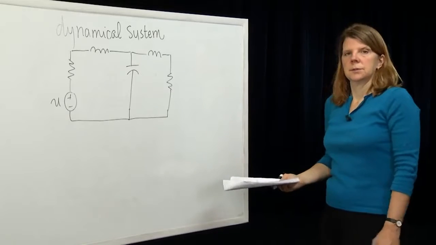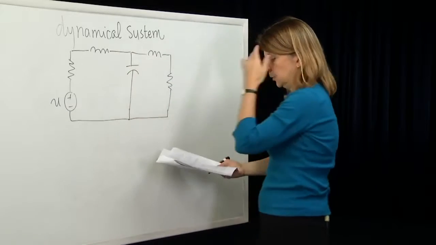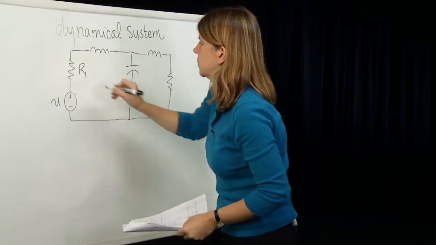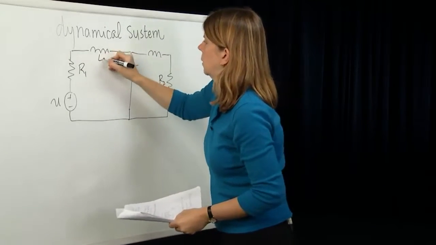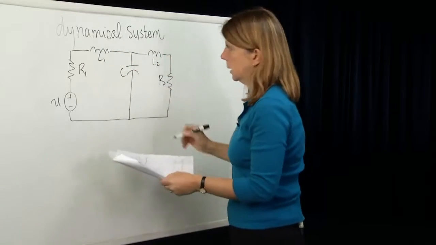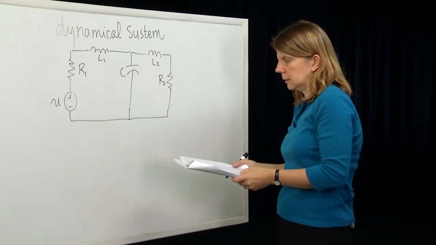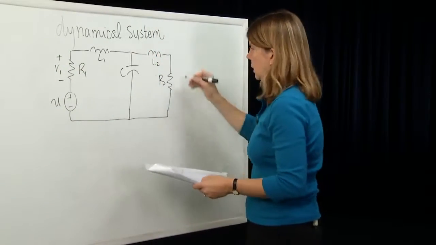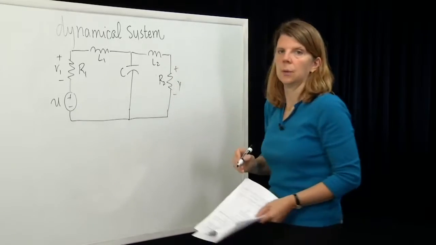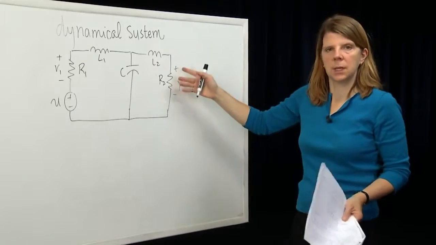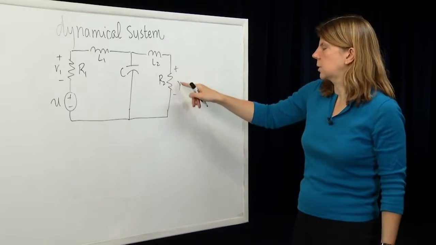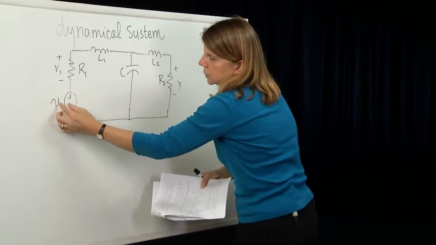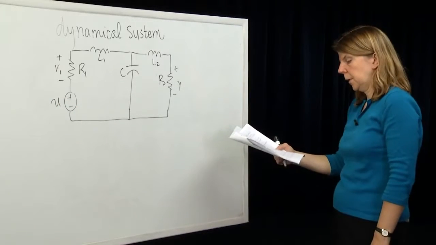Okay, the storage elements in this system are the capacitor and the 2 inductors. So let's give everything names. Well, this will be R1, R2, L1, L2, and C. And let's call the voltage V1 across that resistor. And the voltage across this resistor we'll call the output. That's the thing we're going to measure. That's what we're interested in. So that's a voltage. I could call it V2, but I'll just call it Y here. Just like I could have called that an input voltage, but I'll call it U to be an input.